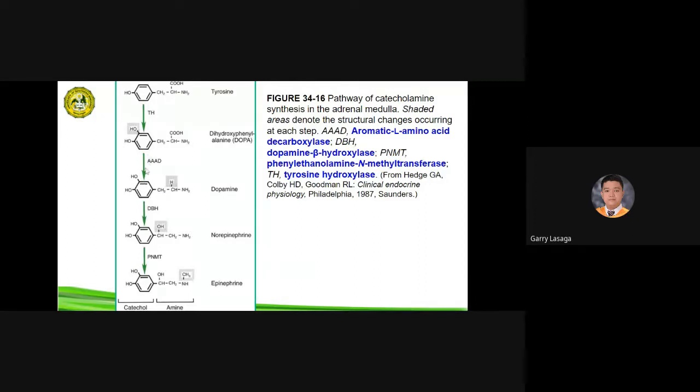We also have here the AAD. The D here represents the decarboxylase. So when we say decarboxylase, that is an enzyme that will remove the carboxyl group from this compound here. So take note here that our dopamine no longer has a carboxyl group because of the action of the enzyme AAD.